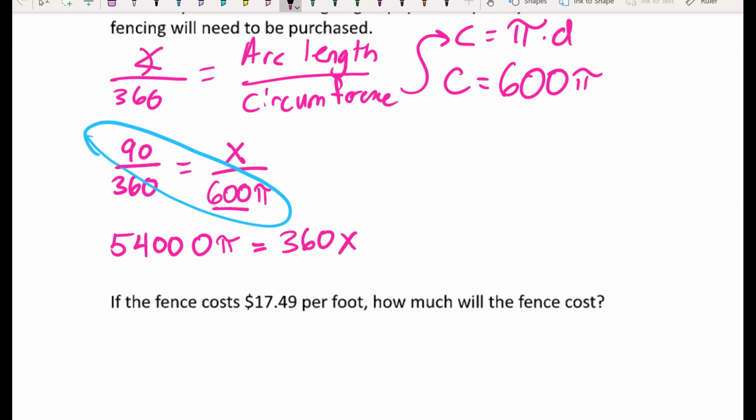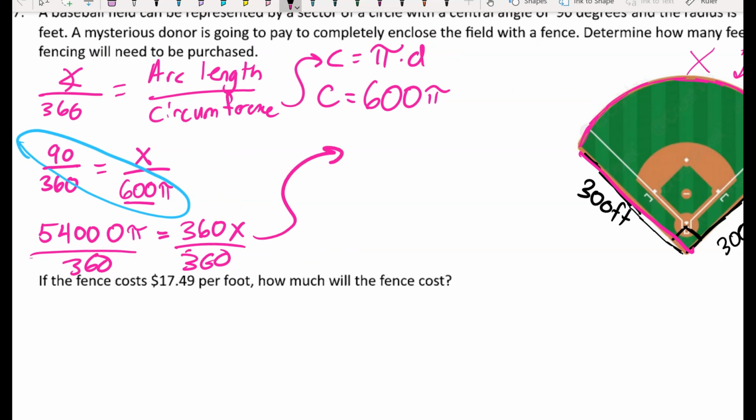Now to keep solving for x, I can divide away the 360, and when I type all of that into my calculator, because I know I'm going to need to round here, I find that that arc length is about 471.2 feet.